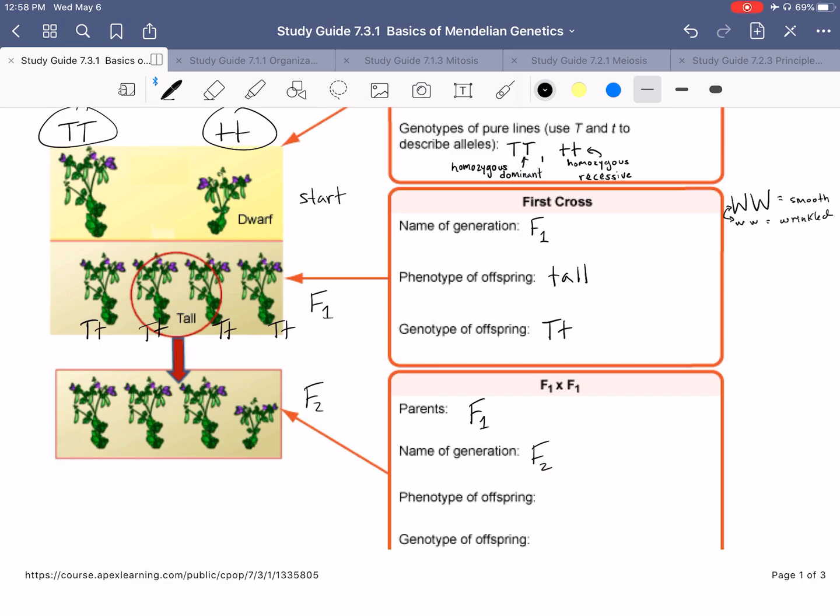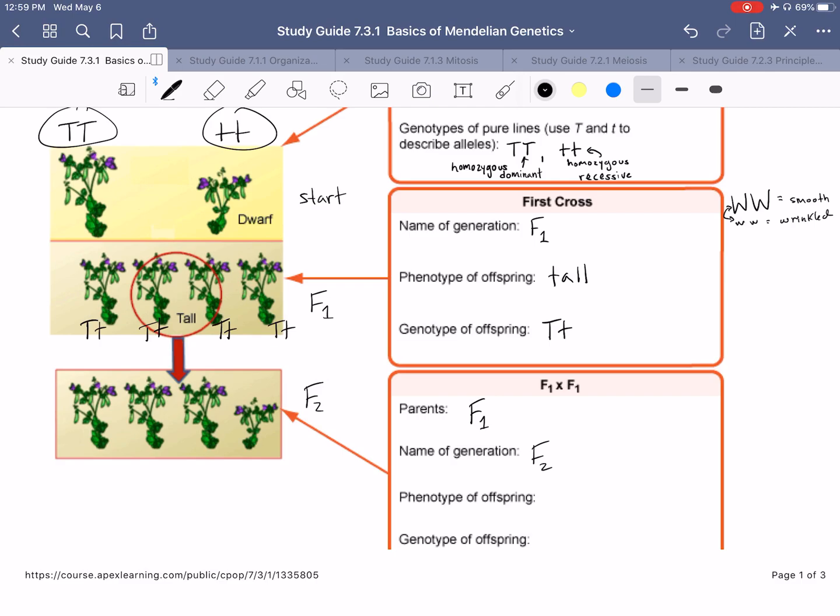So let's look back on the little thing on Apex. It says when the new plants grew, he noticed an interesting thing. The wrinkle trait that had disappeared in the F1 had reappeared in the F2. What conclusion might be drawn from this? I would say that wrinkle trait was there in the F1, we just couldn't see it.